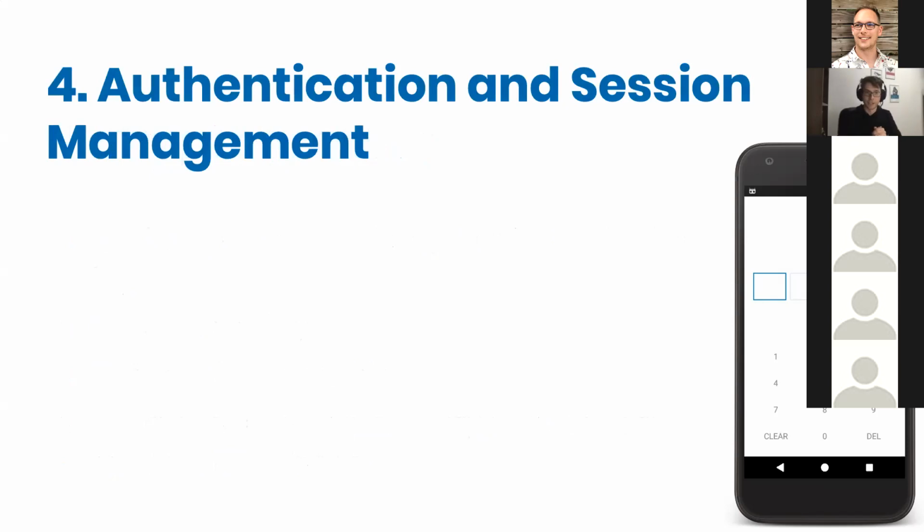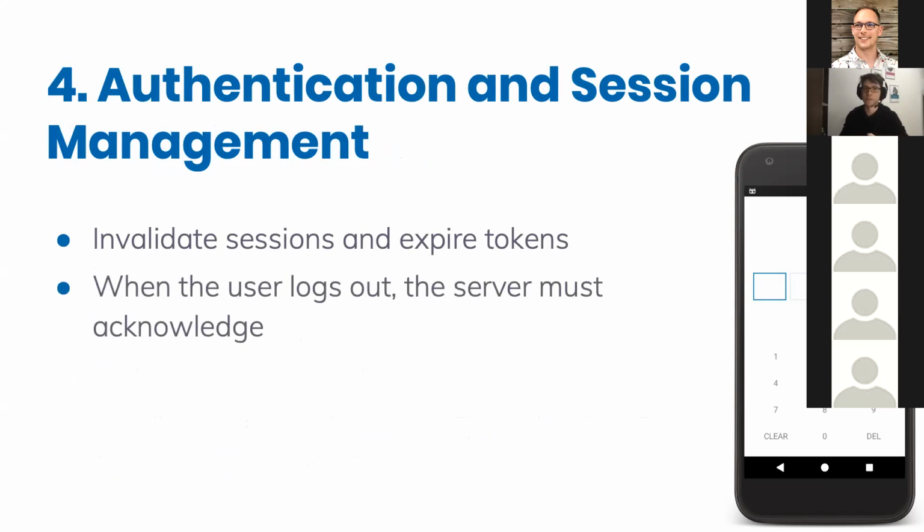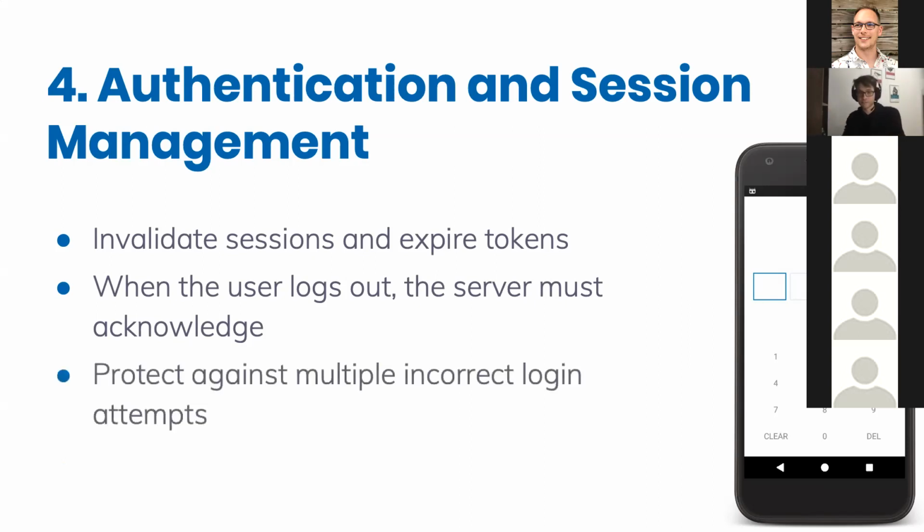Chapter number 4. This is about authentication and session management. This is probably what we use the most. So first recommendation, always invalidate sessions and always expire tokens. The expiry is there for a reason. And if this session ends, if the user logs out, then the server must acknowledge it, otherwise you can have a breach there, and you're just giving the attacker a broader window, a time frame to do something with it.